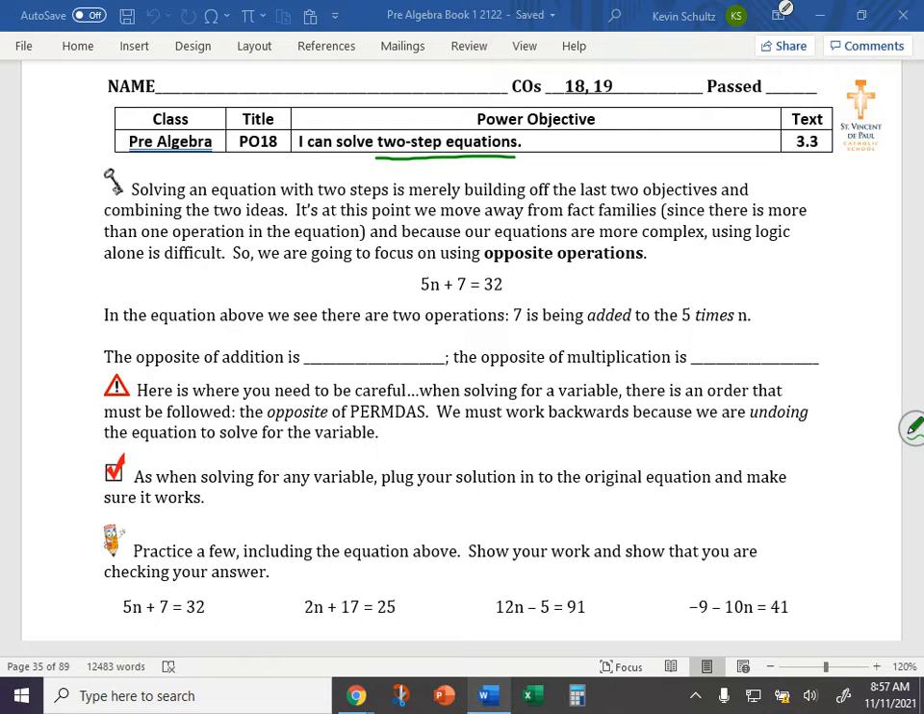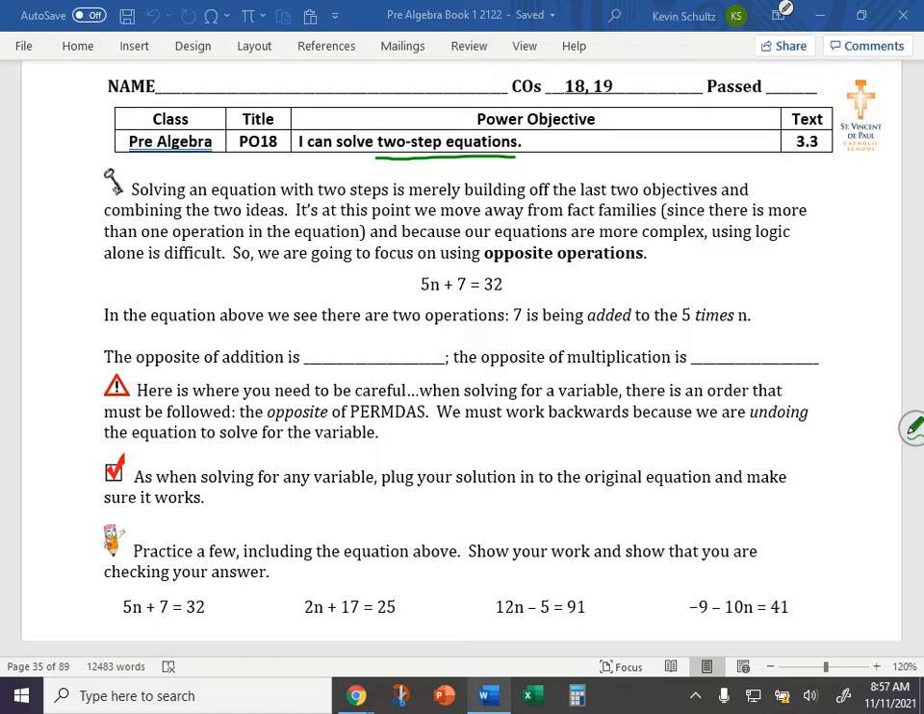If you think back to PO16 and PO17, in PO16, we learned what to do when there's addition or subtraction in your original equation. In PO17, we learned what to do if there's multiplication or division in your equation. Look at what we get to do in PO18.